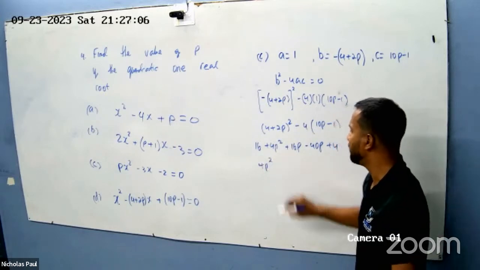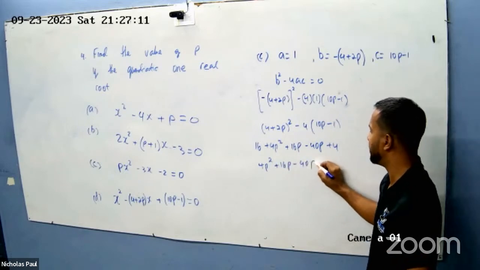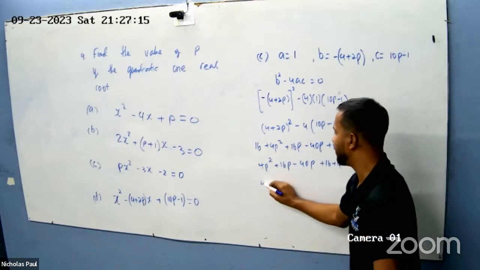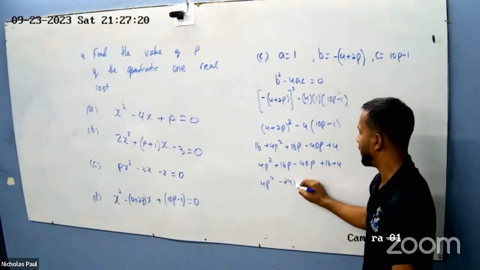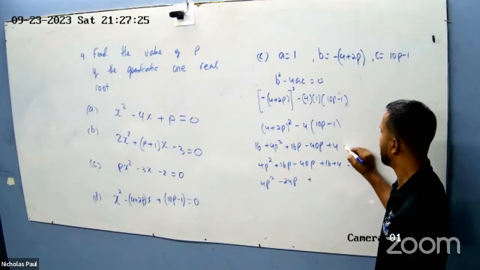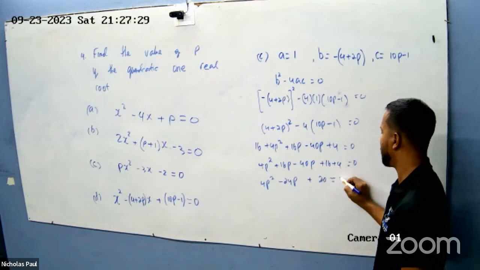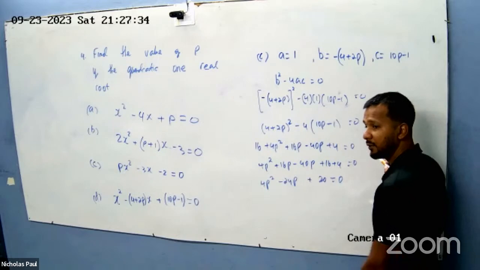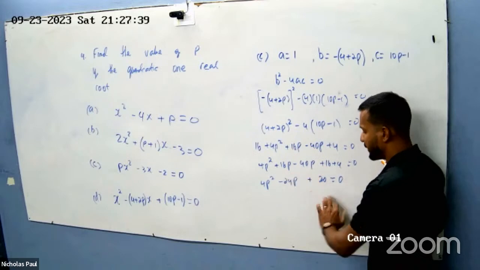Then when you reach here, bring your like terms together. You have 4p squared plus 16p minus 40p, 16 plus 4. So you'll get 4p squared minus 24p. Is that correct? Plus 20 is equal to 0. You'll follow what went on here now after I expand it properly and then solve this one.